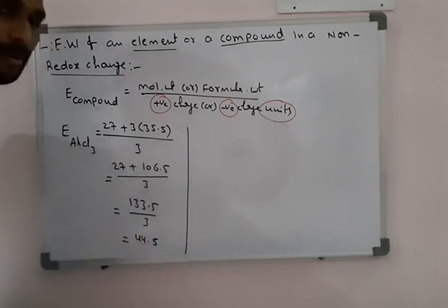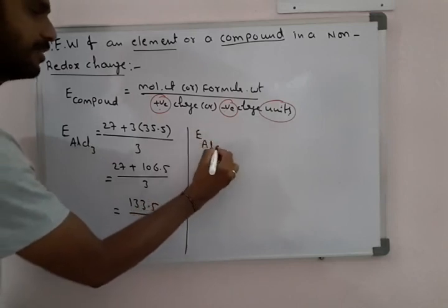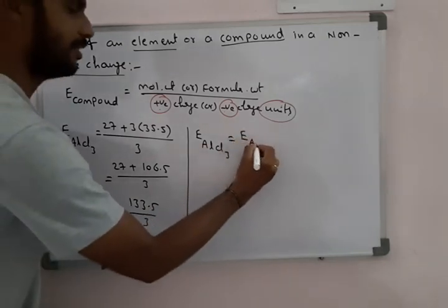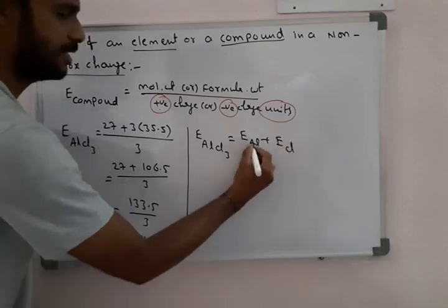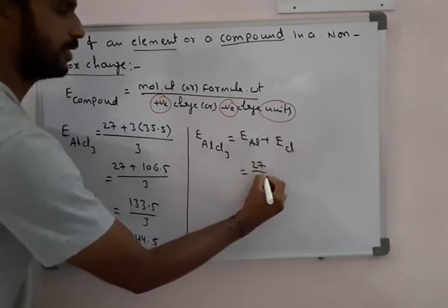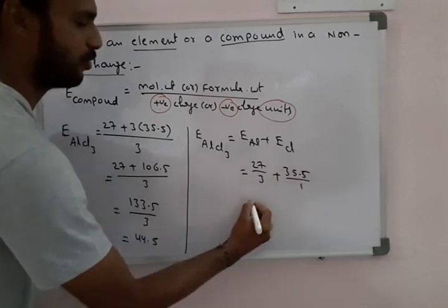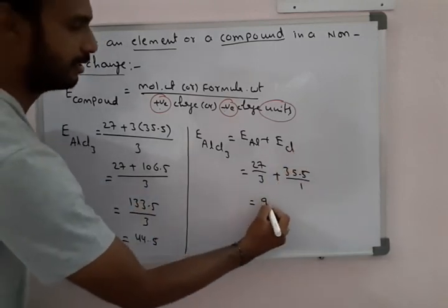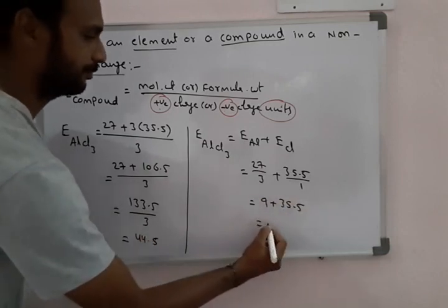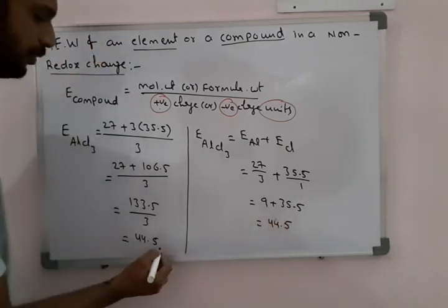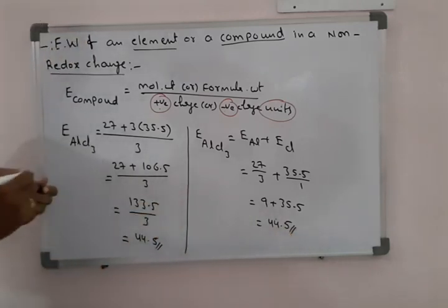There is another alternate method. For example, the equivalent weight of AlCl3 equals the equivalent weight of aluminium plus the equivalent weight of Cl. What is the equivalent weight of aluminium? We know it is 27 by its charge. For Cl, it is its atomic weight by its valency 1, because Cl always carries a minus 1 charge. Here it is 9 plus 35.5. So these are the two different methods to calculate the equivalent weight of some compounds. We can use any one, but generally the first method is more suitable compared to this.